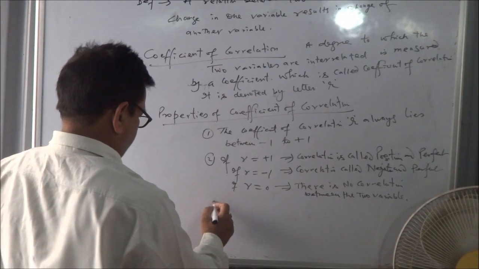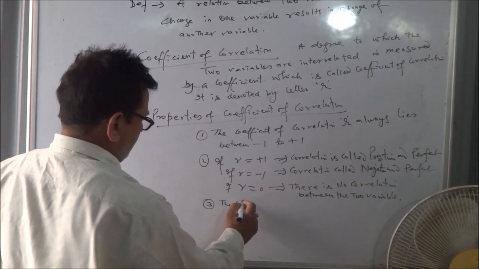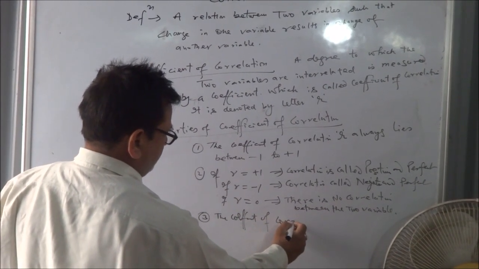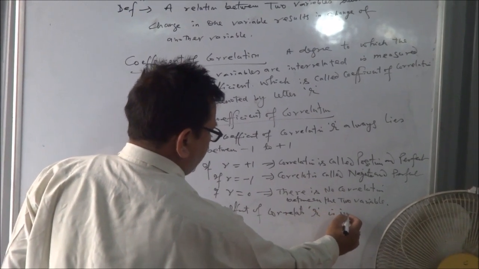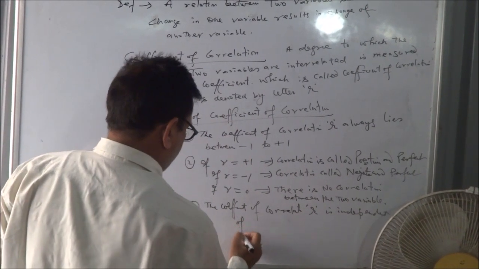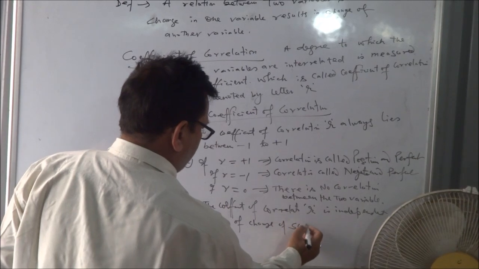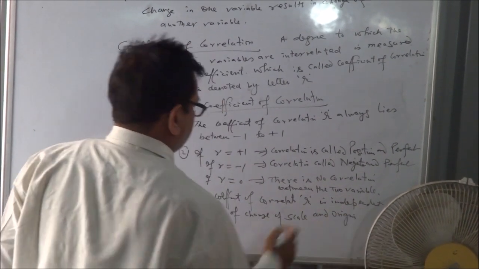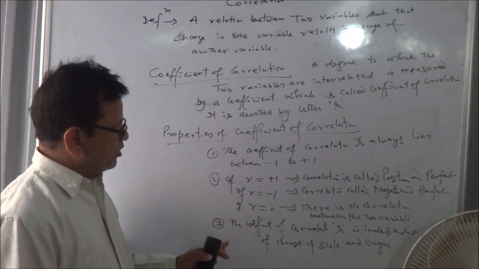Third, the coefficient of correlation r is independent of change of scale and origin. Let me explain it in a very specific way.